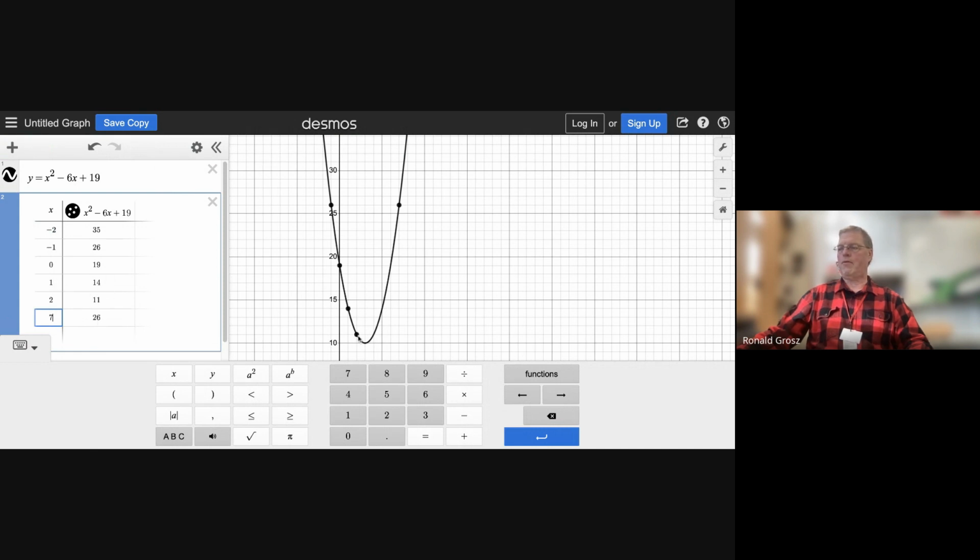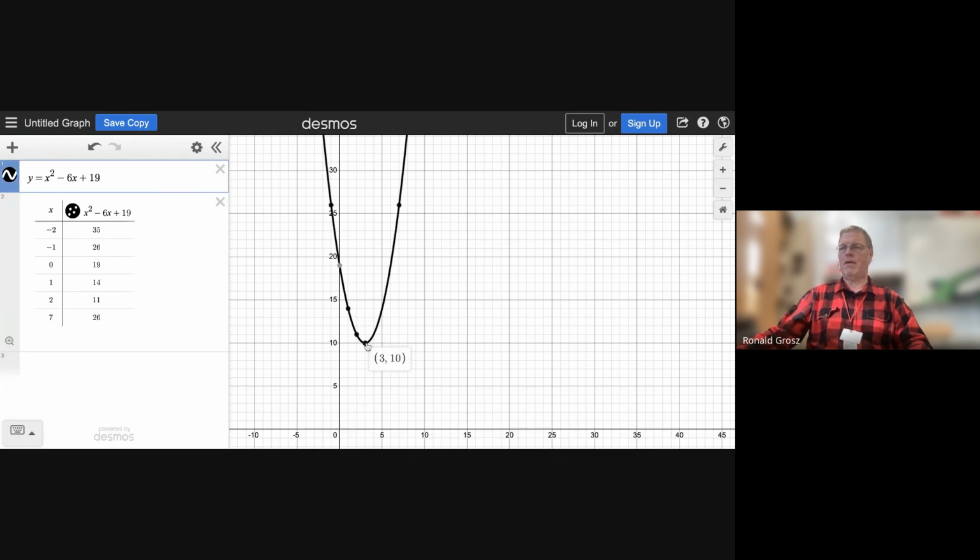This will tell me different spots. I also can tell where the maximum or minimum is. My minimum here is at 3, of 10. So if it asks where does the minimum occur, it's 3, and the minimum value is 10. Because parabolas, when they're like the letter U, you have a minimum.